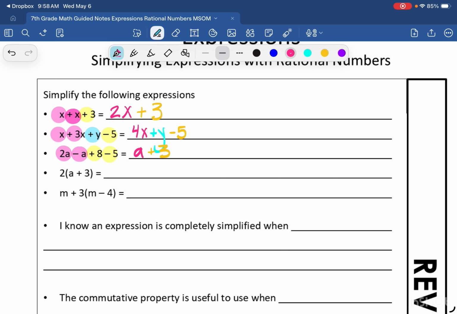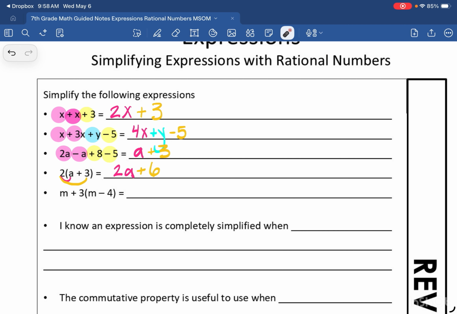Next question, I'm going to use the distributive property to get rid of these parentheses. So it's going to be 2 times a, which is 2a, and then I will go 2 times 3, which is a positive 6.